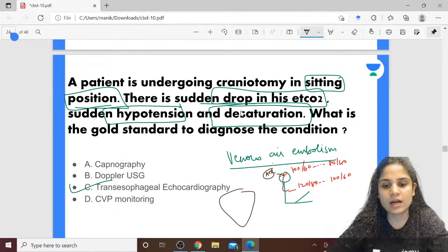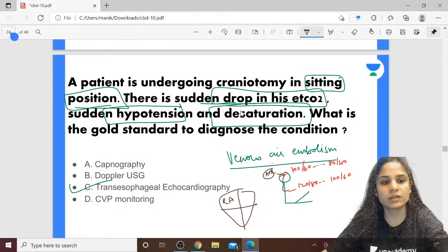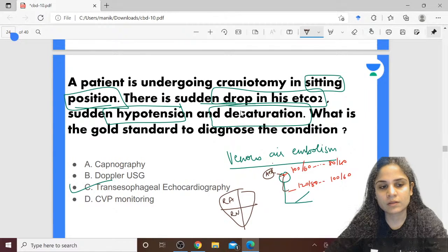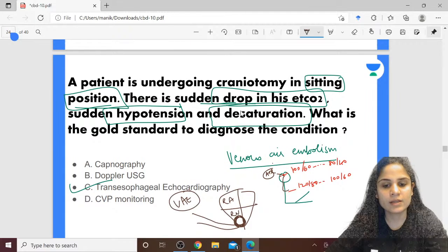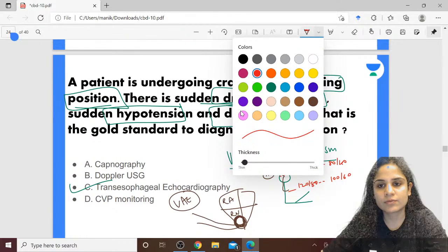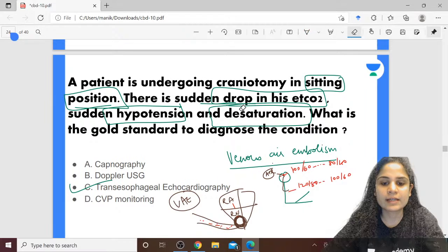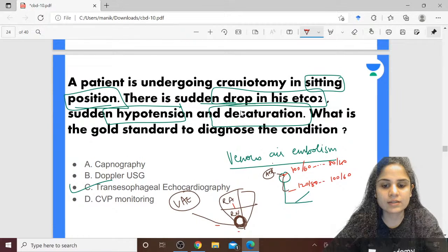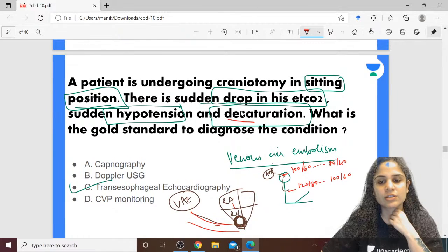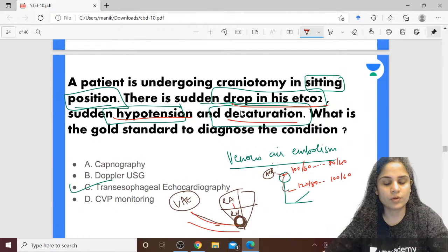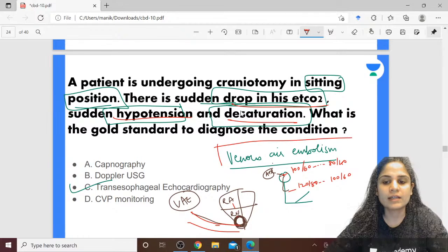So now in your heart, especially on the right side where you're getting all the venous return, there is air, and this is called venous air embolism. Because of this air in the right ventricle, the blood is not able to pass from the right side of the heart ahead to the pulmonary artery. So the pulmonary artery gets no blood. If it gets no blood, the lungs get no blood. If the lungs get no blood, then there is no oxygen that is taken from there. So as a result of this, what are you having? You are having desaturation, hypotension and drop in ETCO2. That is the classical presentation of venous air embolism.